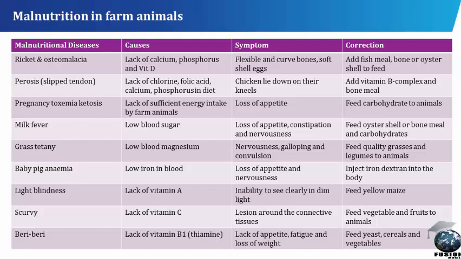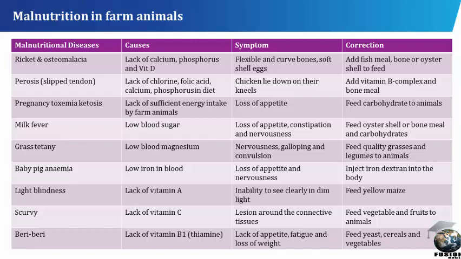We have the rickets and osteomalacia. The causes are lack of calcium, phosphorus, and vitamin D. Symptom: flexible and curved bones, soft shell of eggs. Correction: add fish meal, bone or oyster shell to feed.